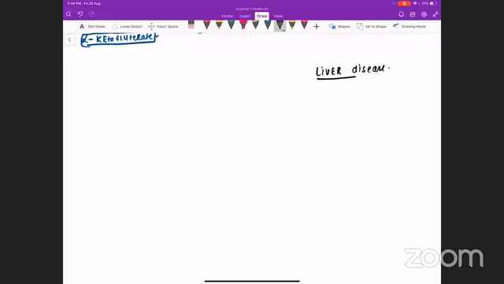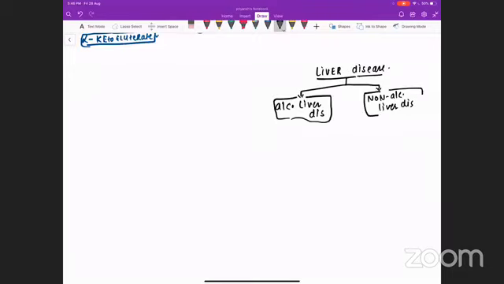Liver disease I can divide into two: alcoholic liver disease, that is called as ALD, and non-alcoholic liver disease. So how are we going to identify whether it is an alcoholic liver disease or a non-alcoholic liver disease?